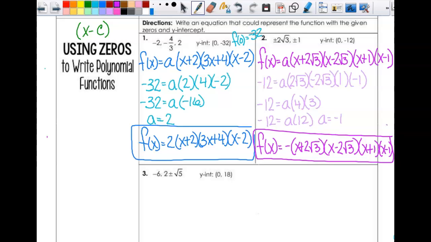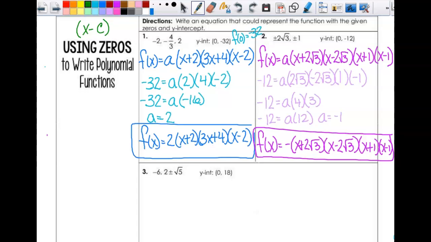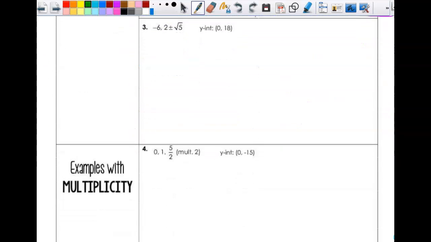Okay. What questions do you have? Anything? All right, so let's look at number 3. On number 3, I want you to go ahead and just do the first step. Just do the substituting in. That's all I want you to do. Do that and stop.